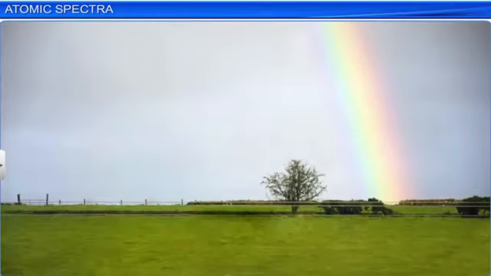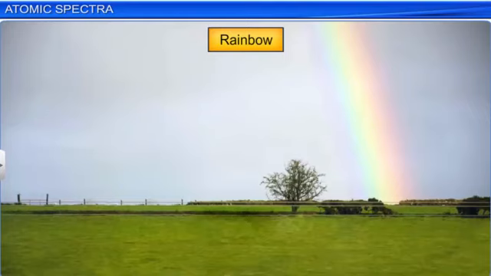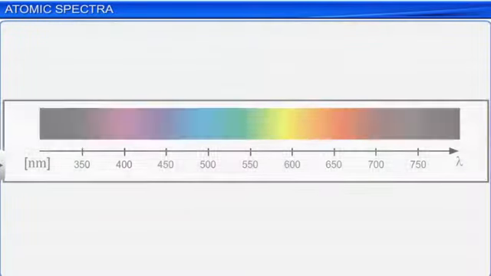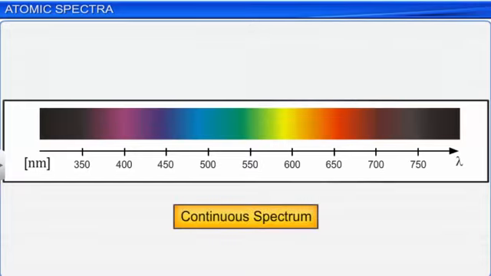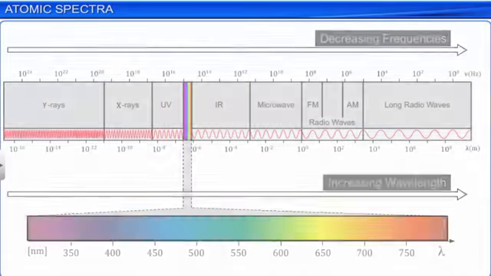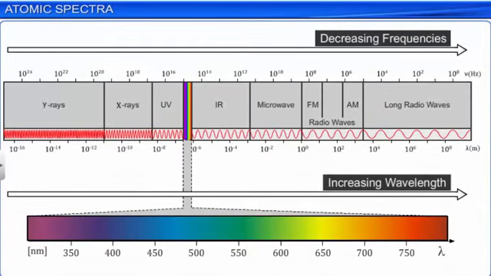The most common example of a spectrum visible to the naked eye is a rainbow, consisting of 7 colors that constitute the white light. These colored bands merge into each other. Therefore, the spectrum of ordinary white light is called continuous spectrum. Electromagnetic radiations include a range of wavelengths, and this array of wavelengths is referred to as the electromagnetic spectrum.